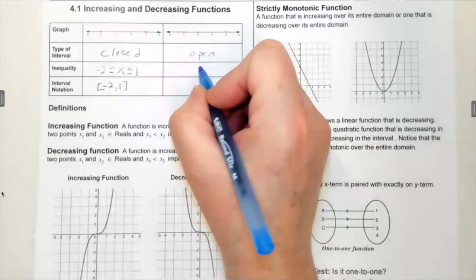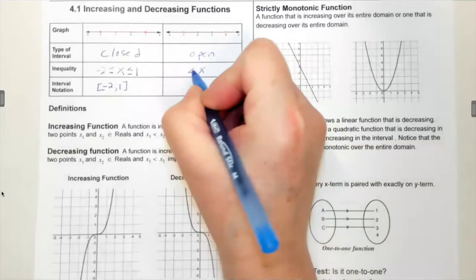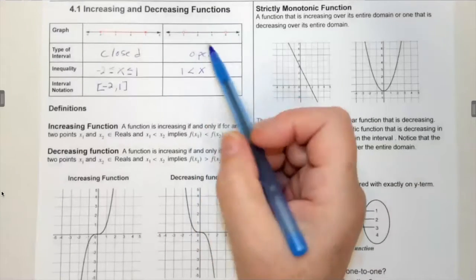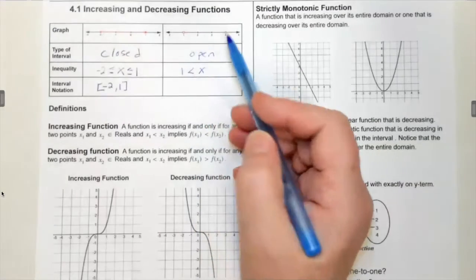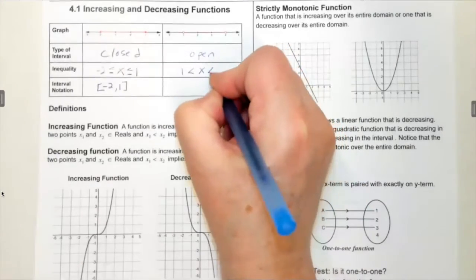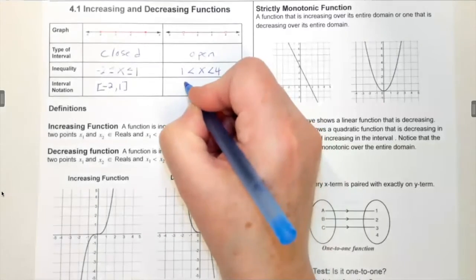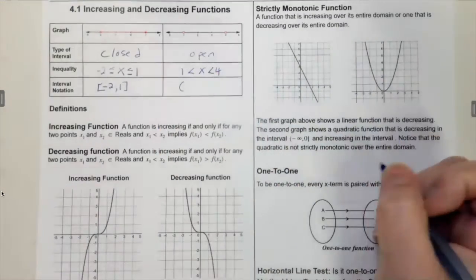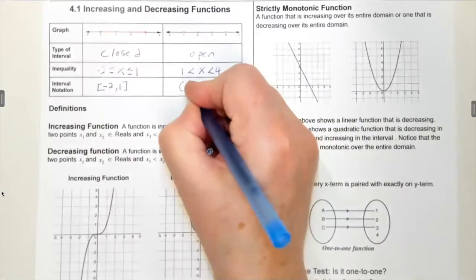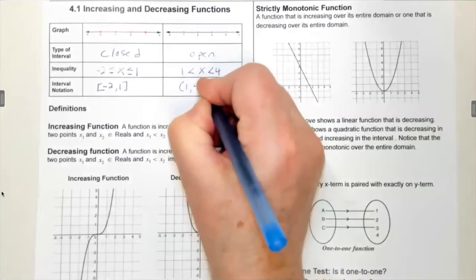On this graph, we would say that x is greater than 1, but does not include 1. It's greater than 1 because of the open circle, and x would be less than 4 because of the open circle, and it does not include 4. In pre-calculus, we would write that as a rounded bracket to show that it does not include 1. We're going from 1 to 4.